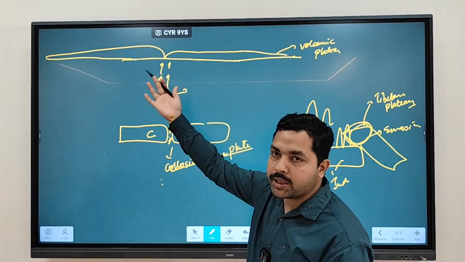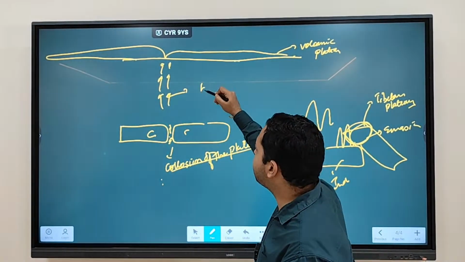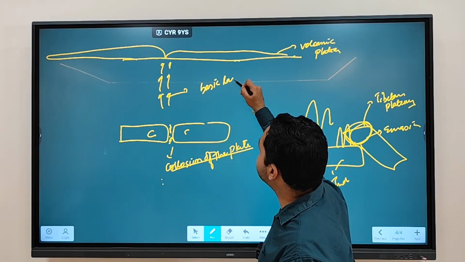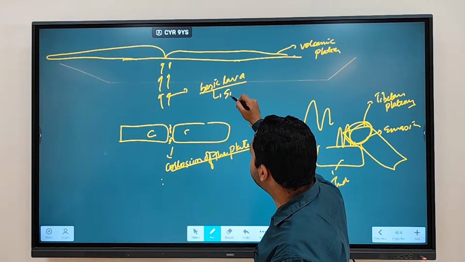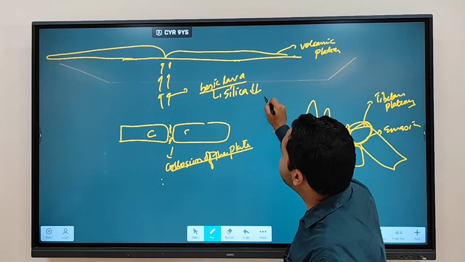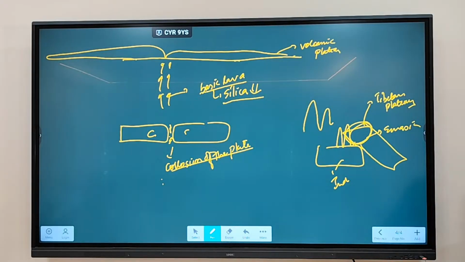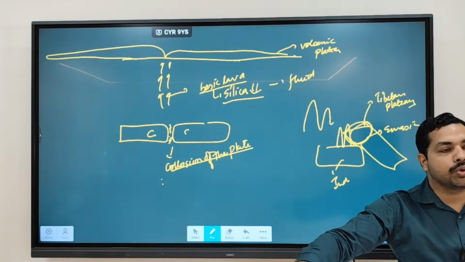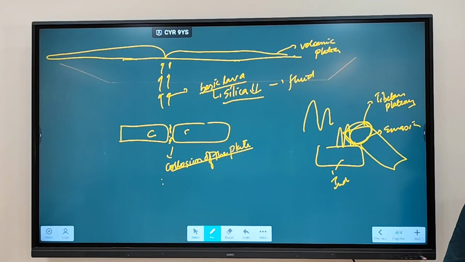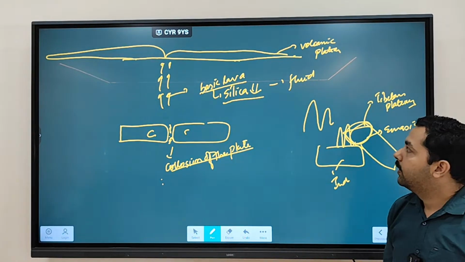Which lava is going to spread? We discussed basic lava. When lava is basic in nature, basic lava means which content should be less? Silica content should be less. When silica content is less in lava, then what will happen? We discussed lava is going to be more fluid in nature. When it is more fluid, it will spread, and then it will form which type of plateau? Volcanic plateau. Fine. Any doubt regarding this particular thing?